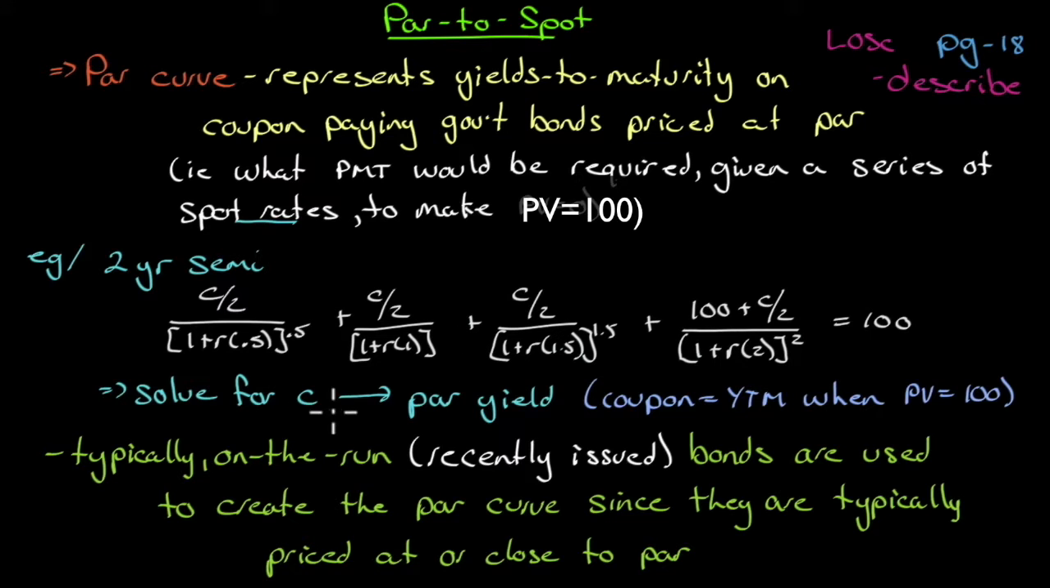Anyways, in this equation, if you solve for C, that's the par yield. It is the coupon that will equal the yield to maturity when the present value is 0. And again, we're using observed spot rates. Typically, you would use on-the-run bonds to create the par curve, since they are typically priced at or close to par on the day they're issued. Typically on-the-run or recently issued bonds are priced very close to par, so we can look at their coupon, and that could stand in for the par yield.